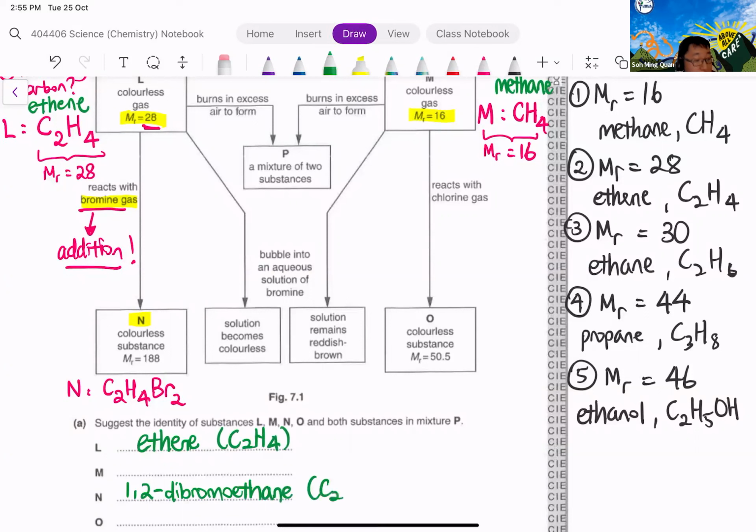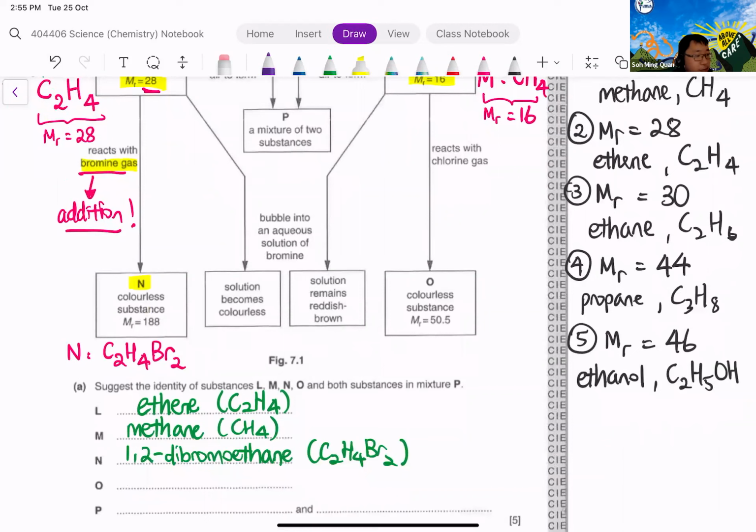Did Mr. So teach this? Yes, it's in the alkenes notes. All right. Now, the 1, 2 is important to show that the bromines are on the 2 different carbon atoms. So 1 bromine per carbon atom. All right. Now, but minimally, you must write dibromoethane. All right. Now, M is methane. All right, let's just fill it in. Now, how do you draw 1,2-dibromoethane? It looks like this.